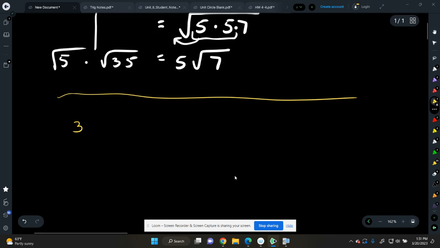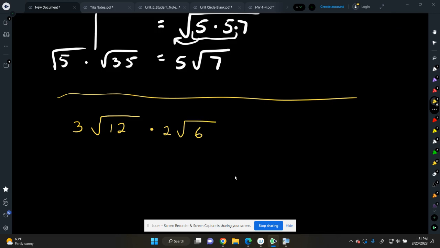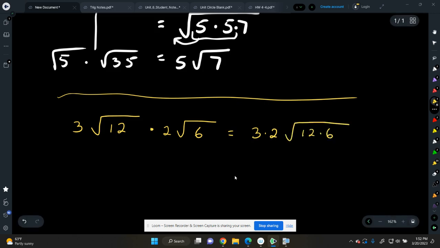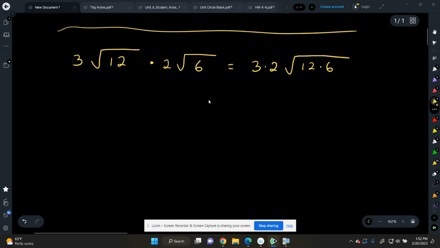Let's do 3 times the square root of 12 times 2 square root of 6. So we're going to do the outside. We're going to do 3 times 2. Combine the outside. And then we're going to combine the inside, 12 times 6. We know 3 times 2 is 6. How about the 12 times 6? What can we do with that? 2 times 6. 2 times 6, yeah.